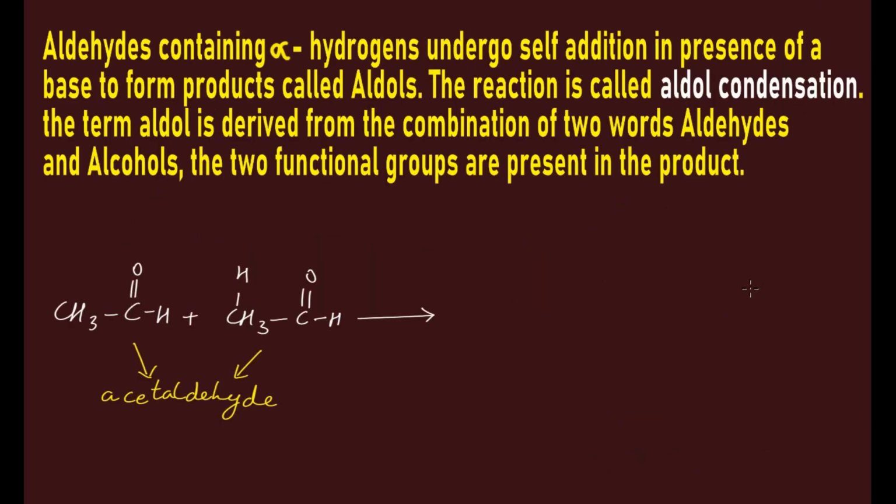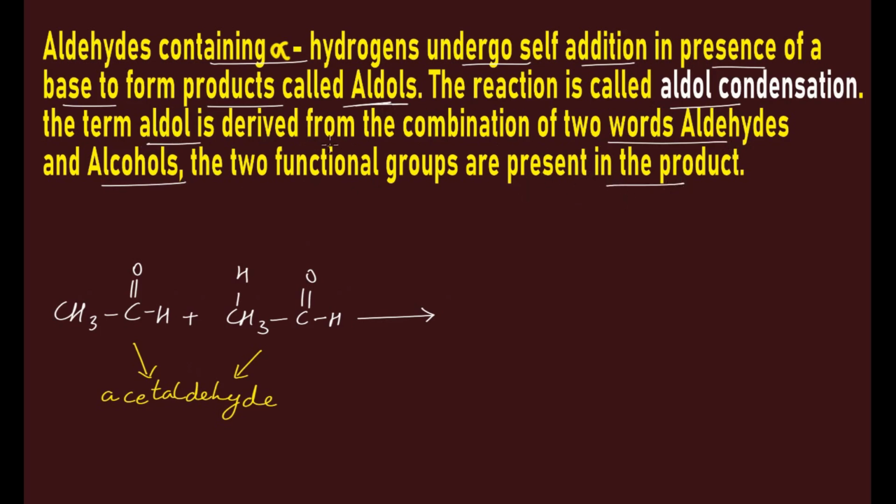Now before we continue, what is going to happen in this reaction is written in this statement. Aldehyde containing alpha hydrogens undergo self addition in presence of a base to form a product called aldols. The reaction is called aldol condensation. The term aldol is derived from the combination of two words, aldehydes and alcohols. The two functional groups are present in the product.